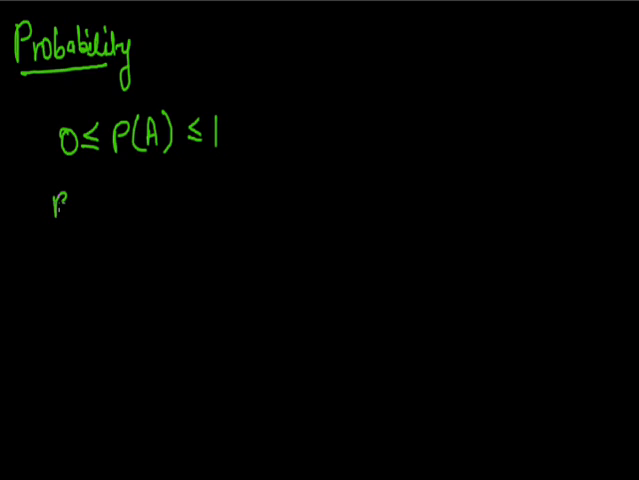If the probability of happening any event, let's say event A, is actually 0, it means that it is an impossible event. Impossible event means that event cannot happen.